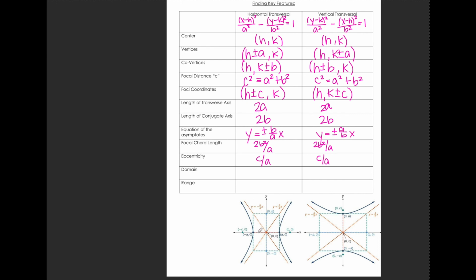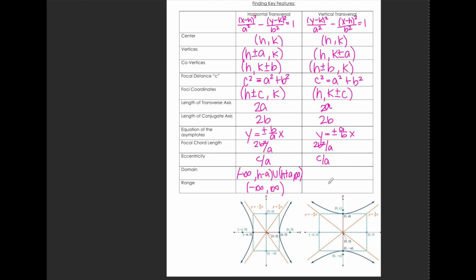I also have to take into account if the center wasn't 0. So this point is actually the point of the vertices. So I need that x value, this h plus or minus a. So my domain is going to be negative infinity to h minus a and h plus a to infinity. The range I can see is just going to be from negative infinity to infinity. I'll hit every y value on that graph.